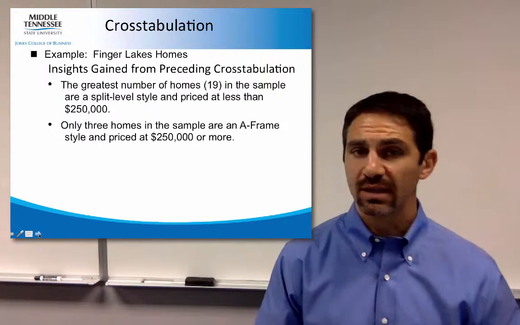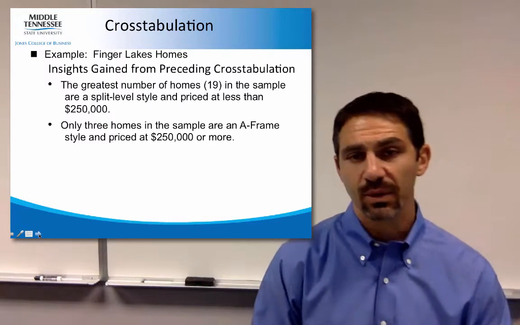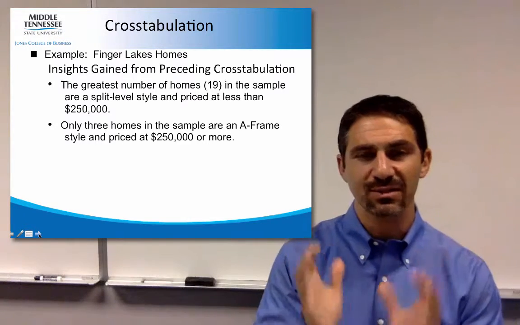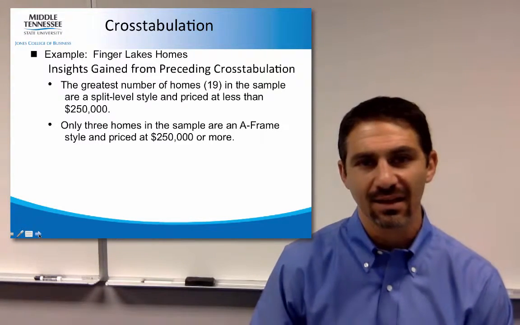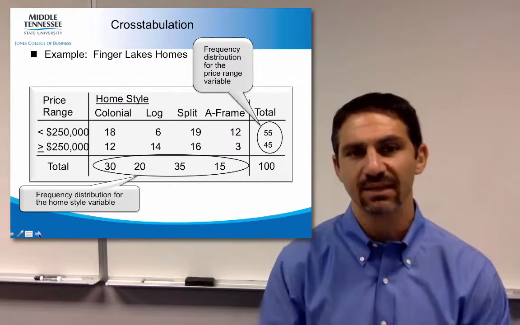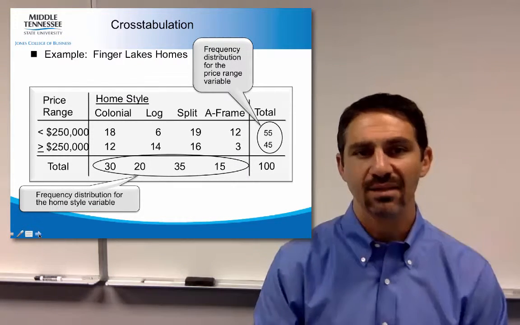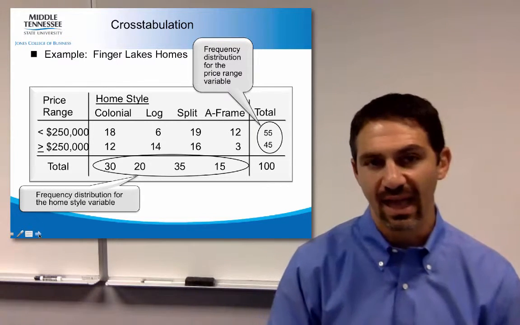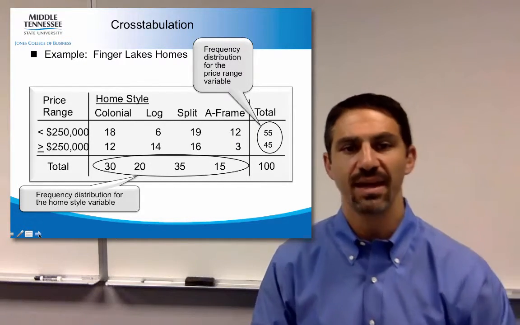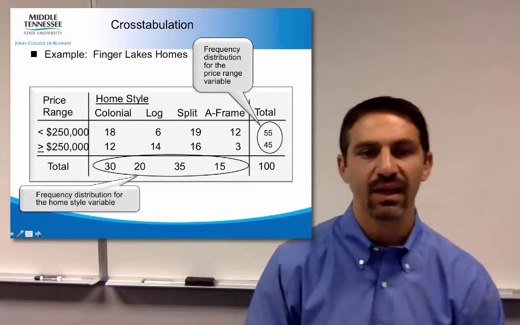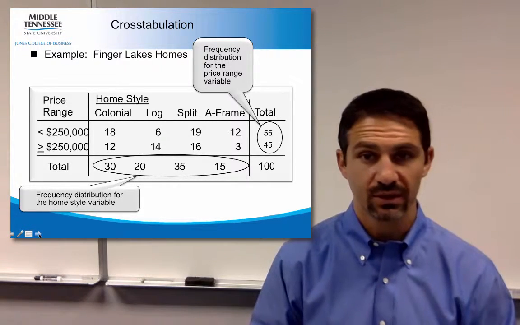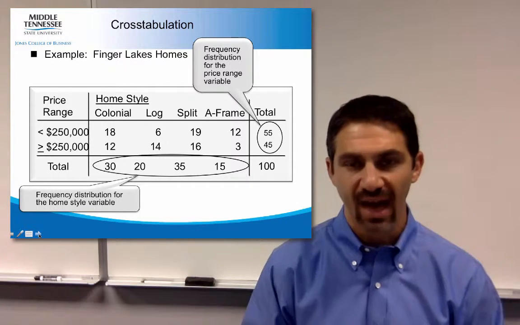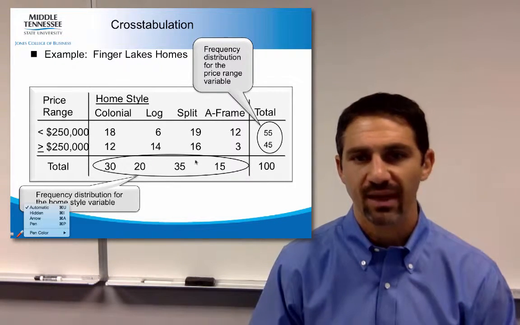Other ways we can look at our data: cross tabulations, where we're looking at columns and rows. We should like columns and rows, especially if we like Excel, and putting it into different columns and rows. The columns in this case would be our colonial, log, split, and A-frame, where our rows would then be less than 250 and greater than or equal to 250. And we can see there are a total of 55. See that value over here.